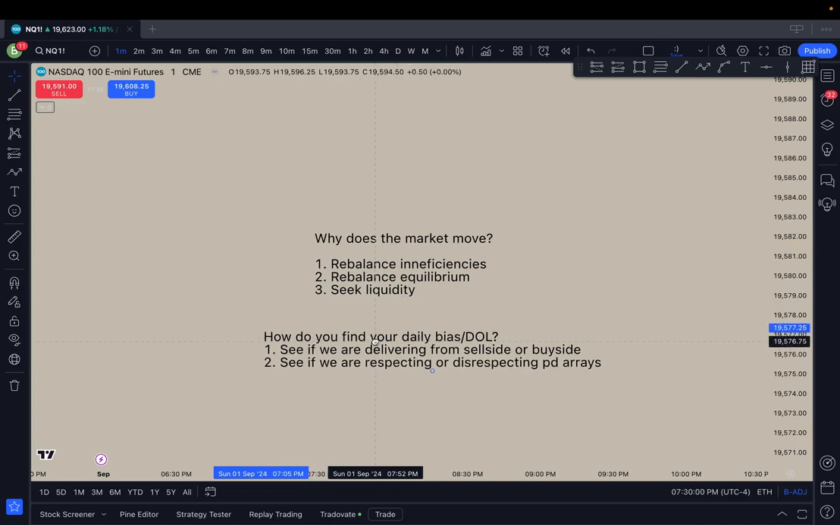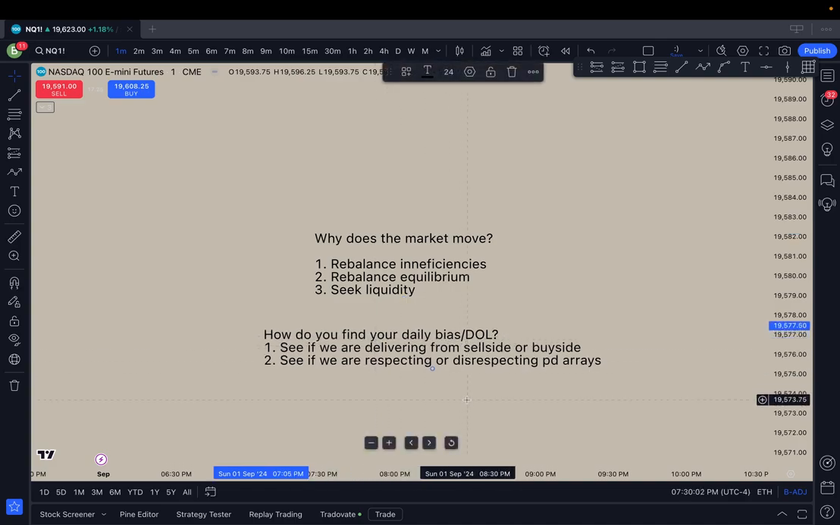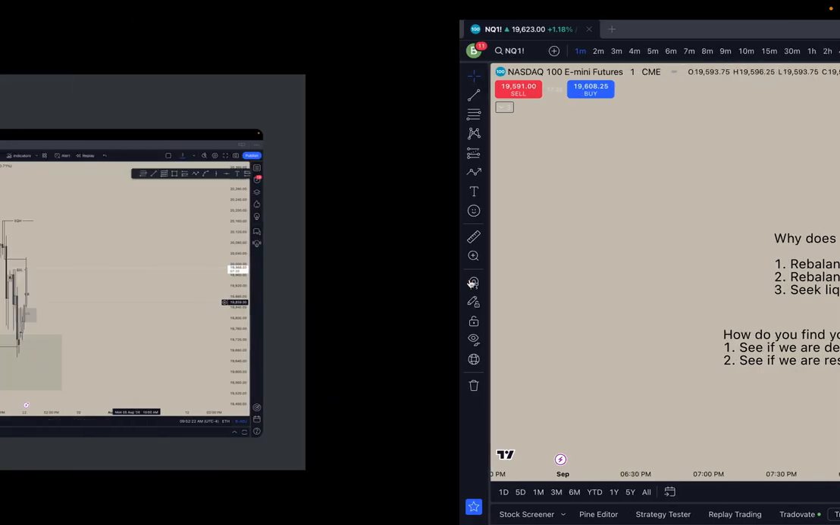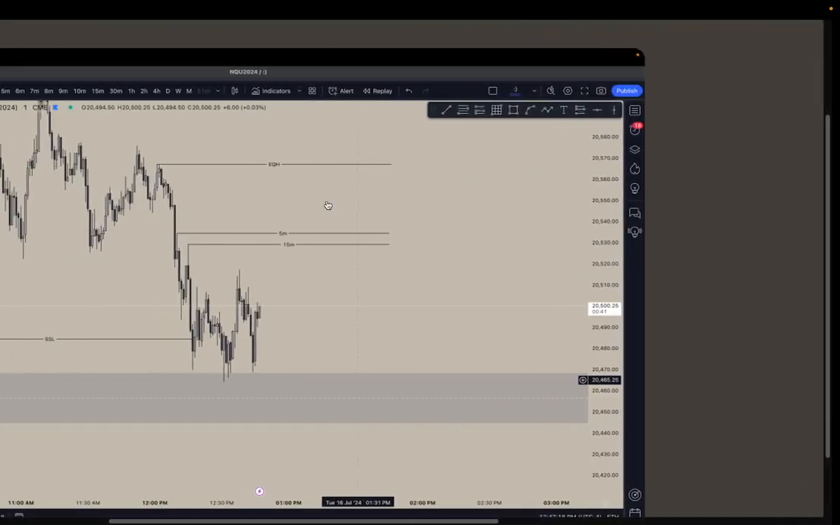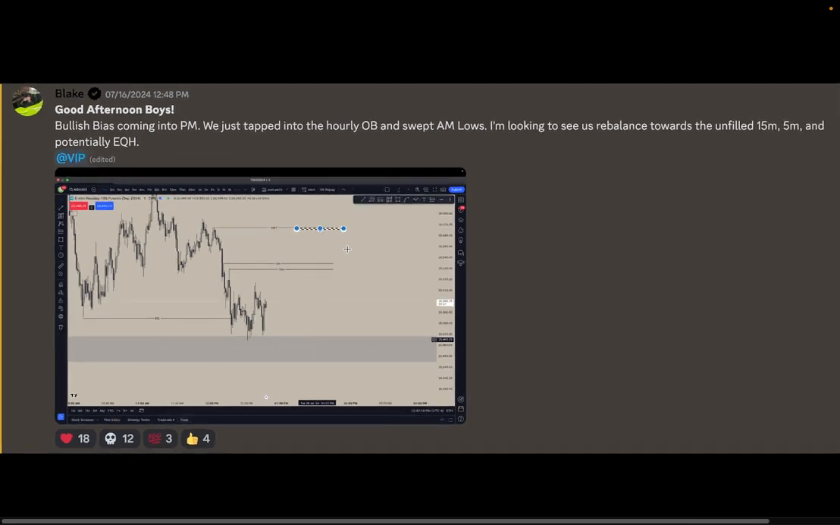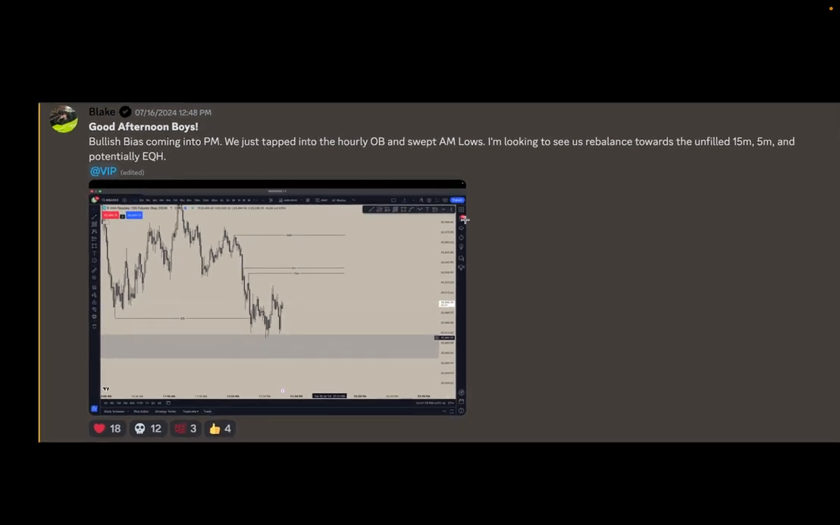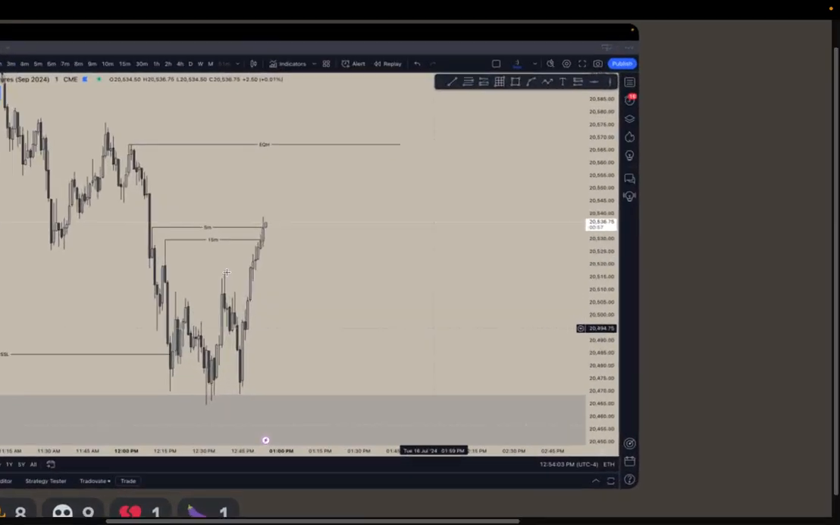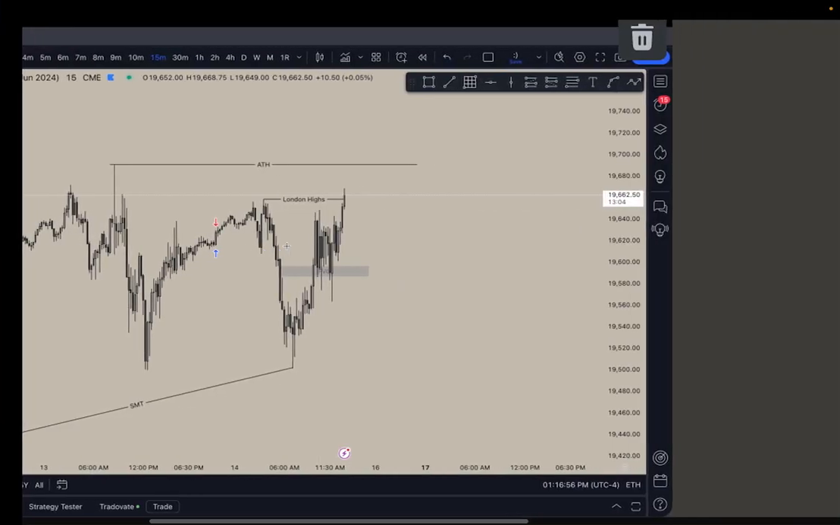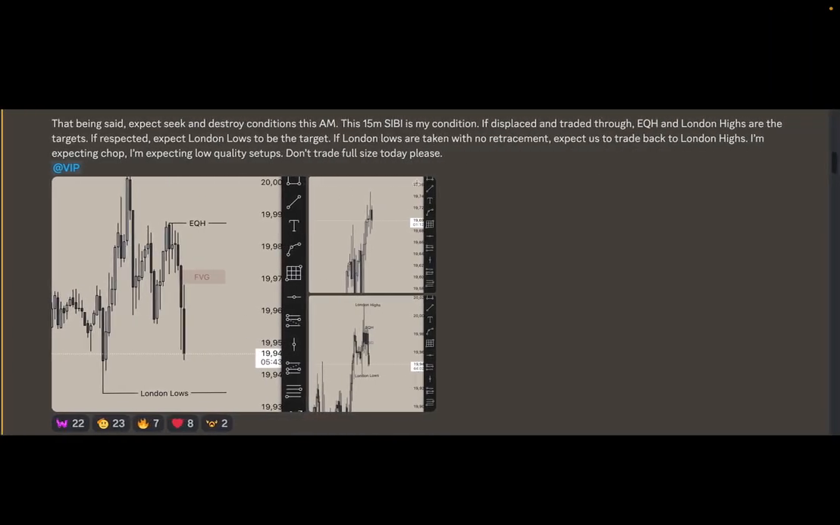So example here, what are we doing? We are delivering from sell side. We are respecting bullish PD arrays. And why is the market moving here? To rebalance inefficiencies and to seek liquidity, being these equal highs, and rebalance inefficiencies being this 15-minute and 5-minute fair value gap, okay? And then voila. There you go, okay? Again, hopefully you guys are seeing the pattern here. This is my final example.